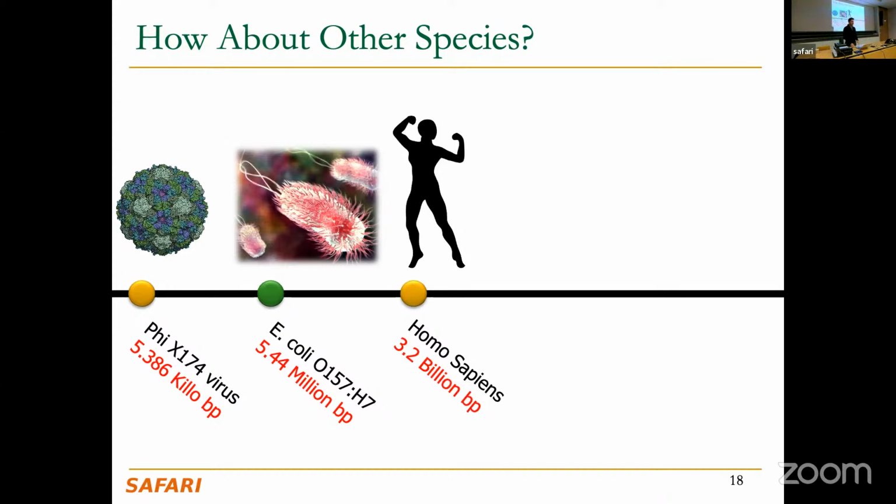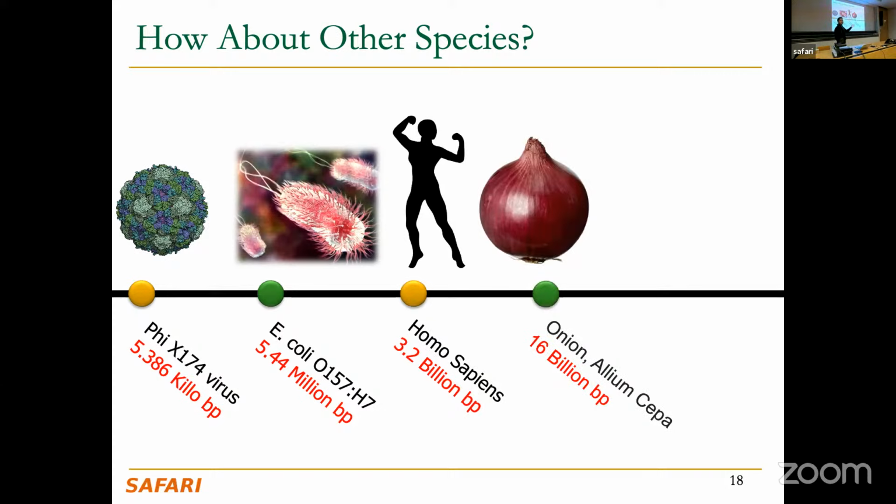So I guess now maybe we can see a particular trend here. As the genome size increases, maybe the complexity is also improving. But hopefully that's not the case, because we have onion here, whose genome size is around 16 billion bases. So is onion more complex than a human being? Well, I guess it depends on the criteria of your complexity, right? But in terms of intelligence, hopefully no.